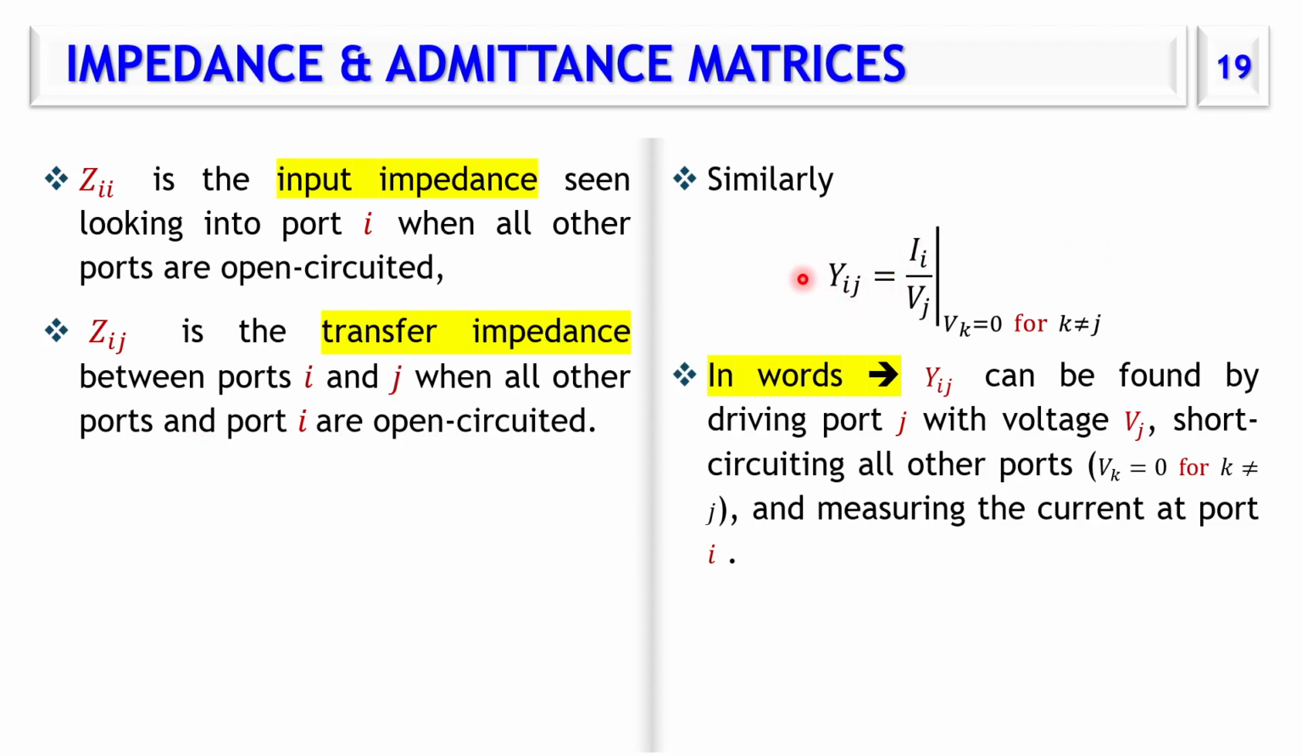Similarly, the definition for Yij is the total input current at port I divided by the total voltage at port J when all the other ports are short-circuited except for port J. So Yij can be found by driving port J with a certain voltage and then short-circuiting all other ports, and under this condition measuring the current at port I. So this is the definition and explanation for the terms of the Y and Z matrices.